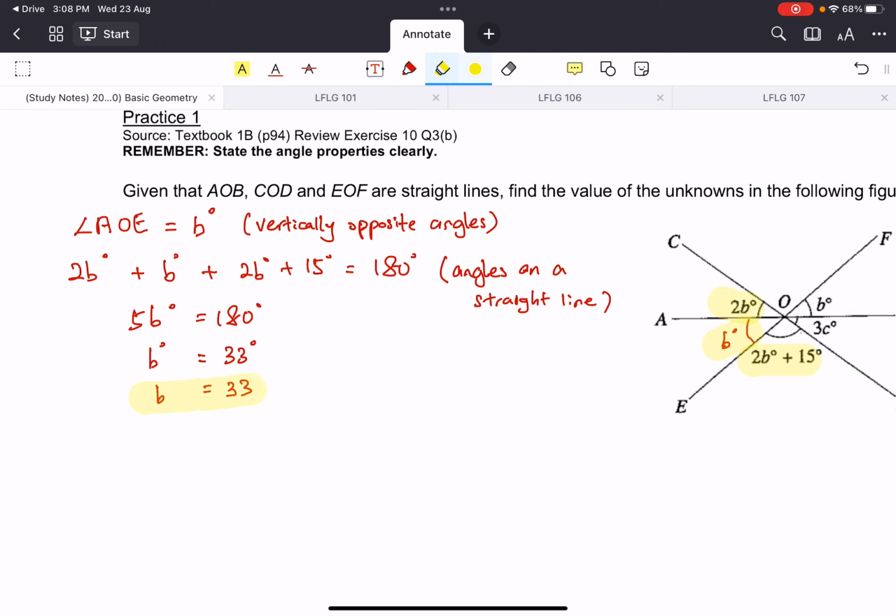From here, it'll be quite easy to find c now because most of you should be able to see it as well. 3c degrees is equal to 2b degrees, because they are vertically opposite angles. So 3c will be equal to 2 times 33. b is 33, so 2 times 33. Therefore, c is equal to 22. You just have to work your algebra.